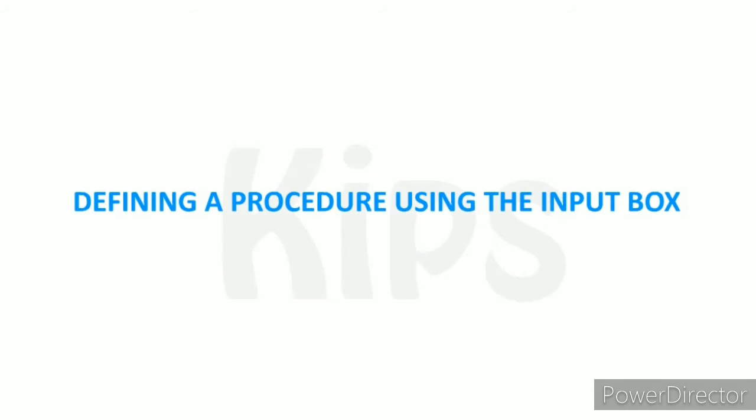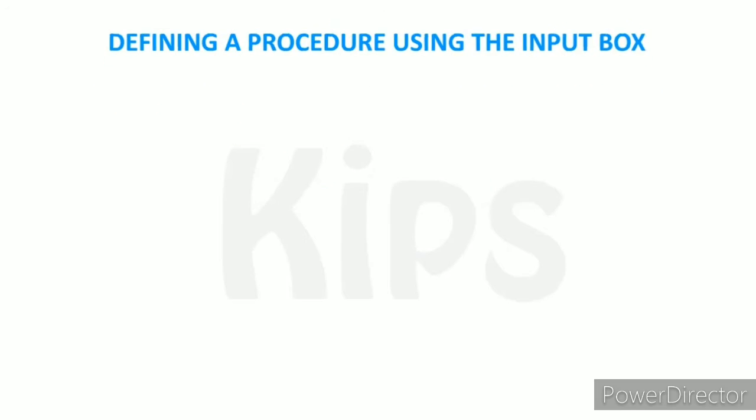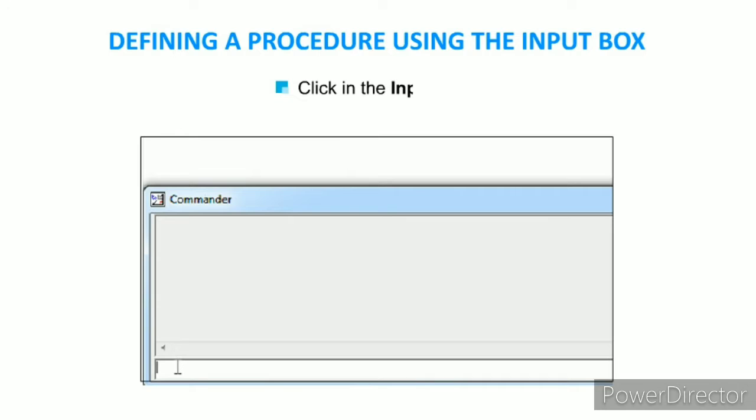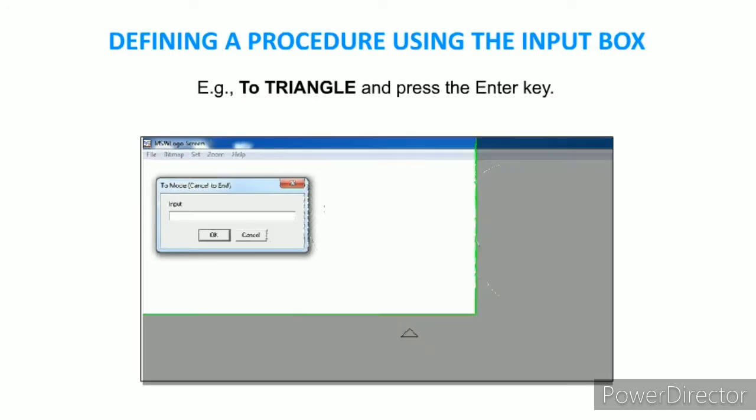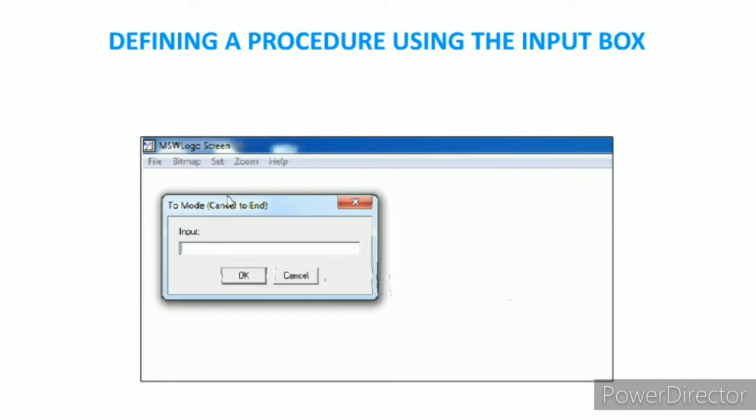Okay, now we shall learn how to define a procedure using the input box. Click in the input box. Type in to followed by the name of the procedure, for example, to triangle, and press the enter key. The to mode input box will appear.